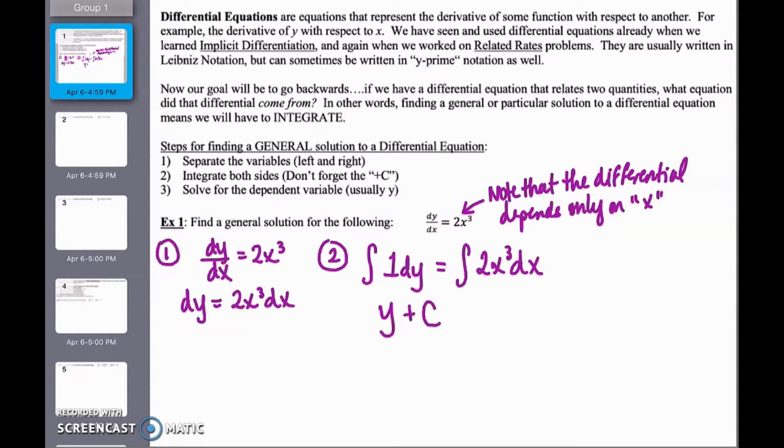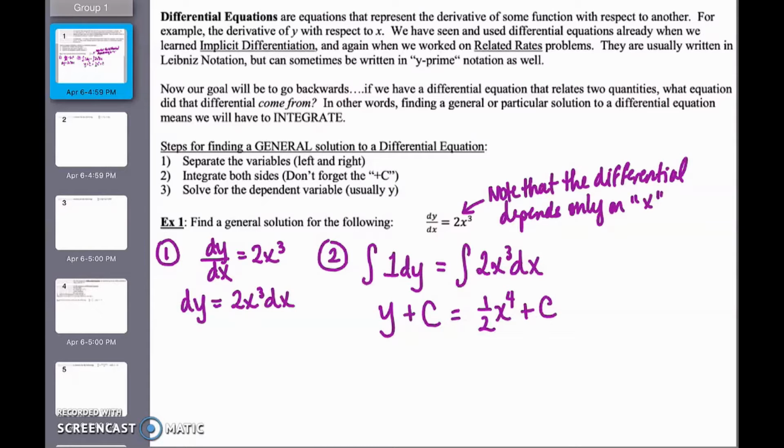Remember when we found our antiderivatives, we always have that plus c because we could have some unknown constant term, right? And on the right-hand side, when I integrate 2x cubed, well, first of all, I'm going to add 1 to my exponent, so that's going to become x to the 4th. And then if I divide 2 by 4, or multiply in front by the reciprocal of 4, which is 1/4, 2 times 1/4 becomes 1/2. So I end up with 1/2 x to the 4th plus c.